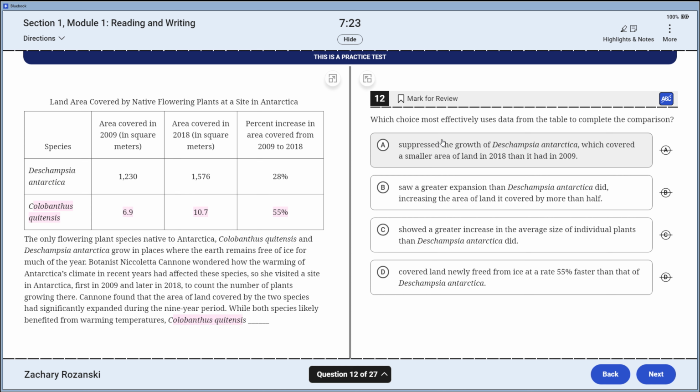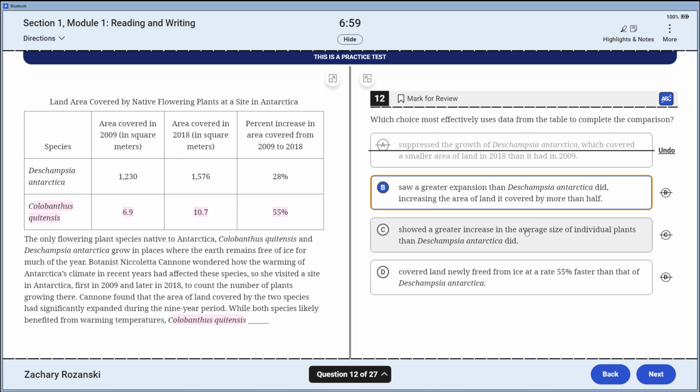Suppressed the growth, which covered a smaller area of land in 2018. So it's saying that this covered a smaller area of land. No, that's a liar. It did not cover a smaller area of land. It just had a smaller percent increase. Did pink see a greater expansion than this, absolutely. It totally saw a larger increase than the other one, but we're going to move on.